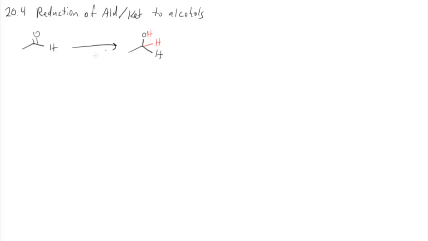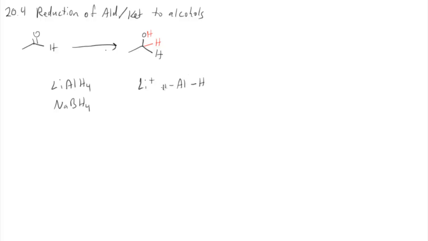Let's look at section 20.4, which is reduction of aldehydes and ketones to alcohols. So we need a reagent that's going to be our reducing agent, and there are two common ones that will do this. They are lithium aluminum hydride and sodium borohydride. They both react very similarly. Let's take a look at what lithium aluminum hydride looks like. We have a lithium positive ion, then we have aluminum hydride minus.